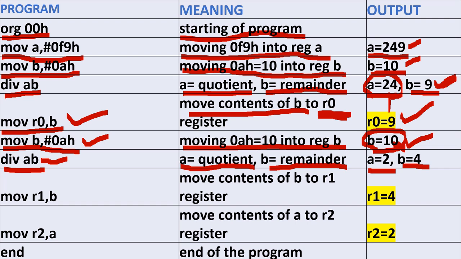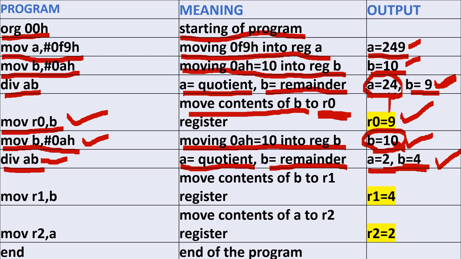So this is how I am doing the division operation the second time, and I am noting down the quotient and remainder. Quotient will be stored in register A and remainder will be stored in register B, and therefore I am getting this answer as A equal to 2 and B equal to 4.